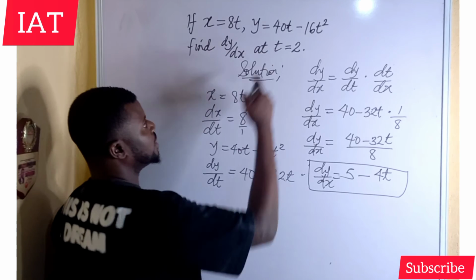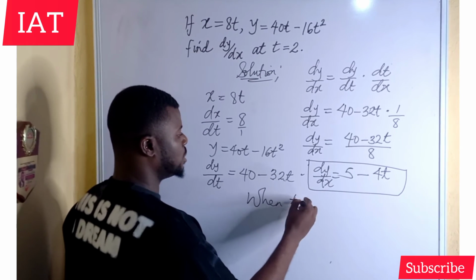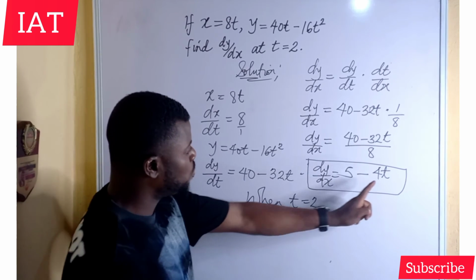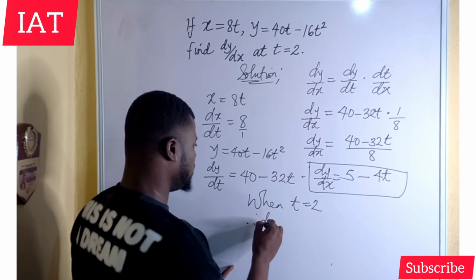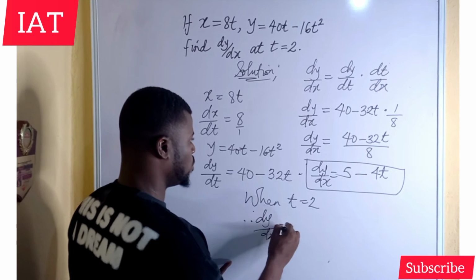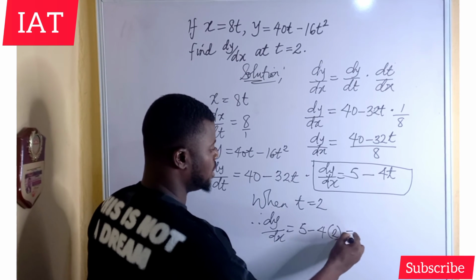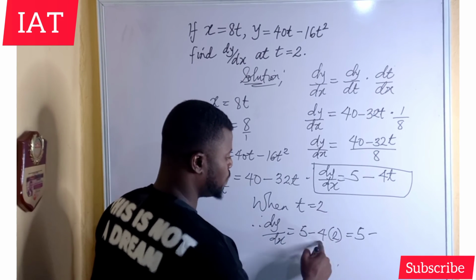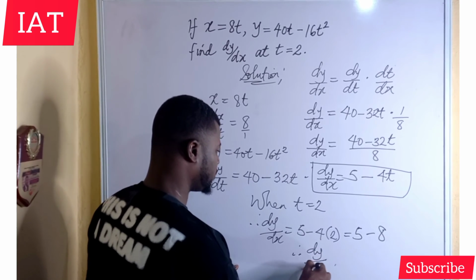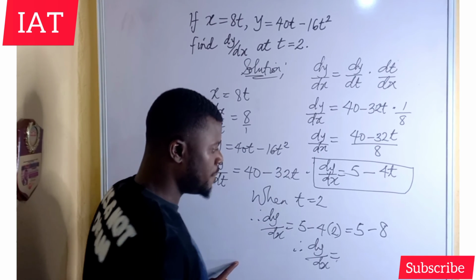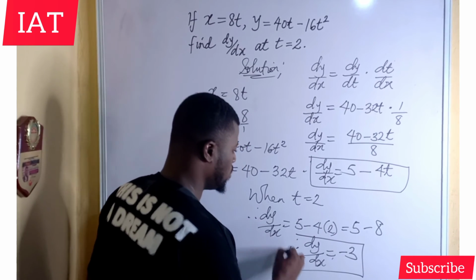But notice it comes with an initial value problem. When t is equal to 2, we have to substitute the value of 2 into t. So at this point, you have dy over dx equal to 5 minus 4 times 2, and that is 5 minus 8. Therefore, dy over dx will be minus 3. And this is the result for this problem.